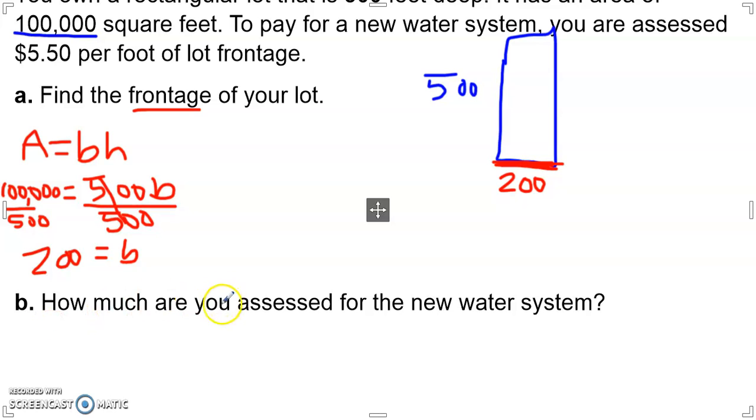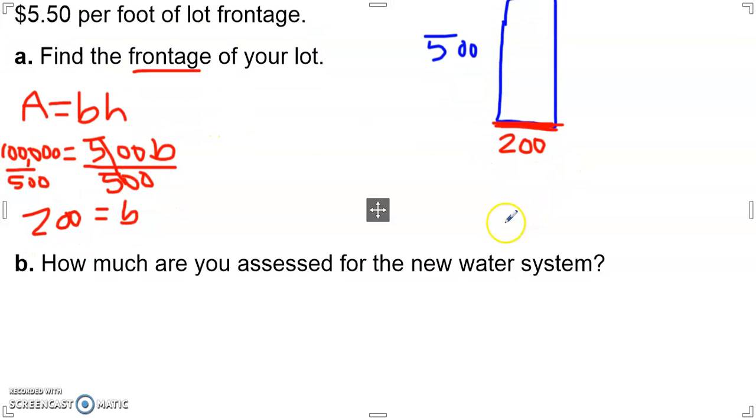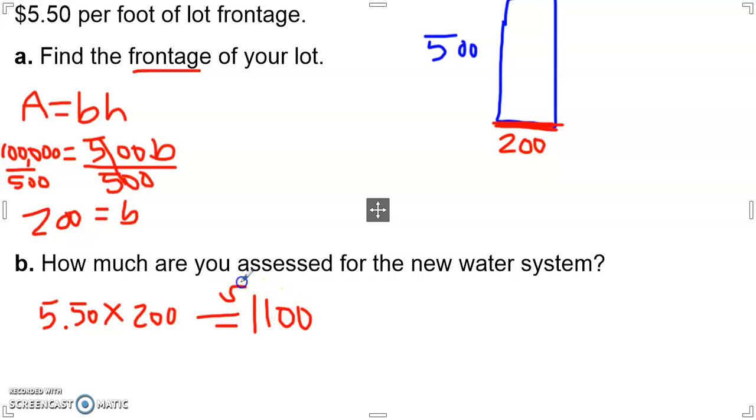So now, how much are you assessed for the new water system? So how much is it going to cost? They told us that it's $5.50 per foot of the frontage. So we've got $5.50 per means times. So $5.50 times the feet of the frontage, which is 200. All right, so $5.50 times 200, that's going to equal $1,100 to put in that new water system.